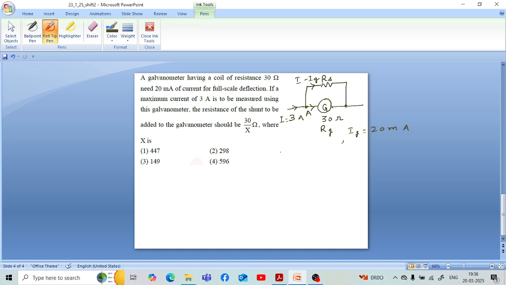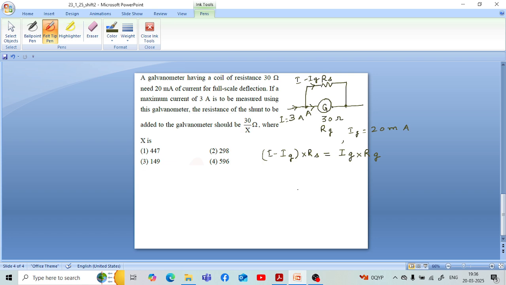The voltage across the shunt resistance, according to Ohm's law, is given by the current multiplied by the resistance. The current in the shunt branch is I minus Ig, so (I minus Ig) multiplied by Rs is the voltage across the shunt, and it must be equal to the voltage across the galvanometer. The voltage across the galvanometer is the current through the galvanometer multiplied by the resistance of the galvanometer, according to Ohm's law.